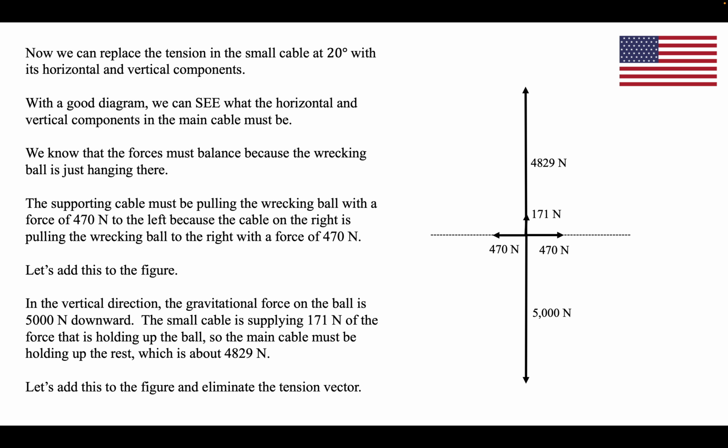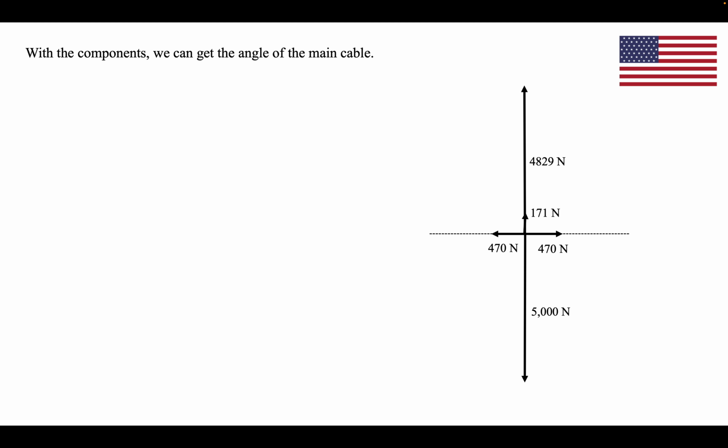That should be crystal clear. 5,000 newtons down, 5,000 newtons up, 470 newtons to the right, 470 newtons to the left. We just got to do some trig to get the components. We want the angle of the main cable above the horizontal. The opposite side is the 4,829, and the adjacent side is the 470, and that's 84 degrees above the negative x-axis. That's the answer to the problem.